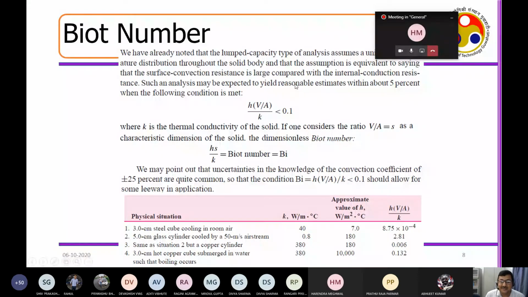And this V by A, this parameter is called S, which is the characteristic dimension of the solid. Volume by area, we have defined surface to volume ratio or the volume by area. This parameter is defined as a characteristic length scale. For a semi-infinite pipe, it will be the diameter. For a semi-infinite plate, it will be the thickness or the width. For a sphere, it will be the radius. So that's the way you define the characteristic length scale.